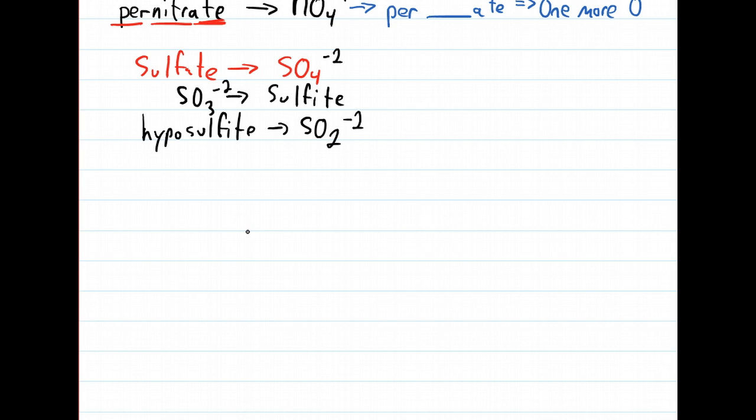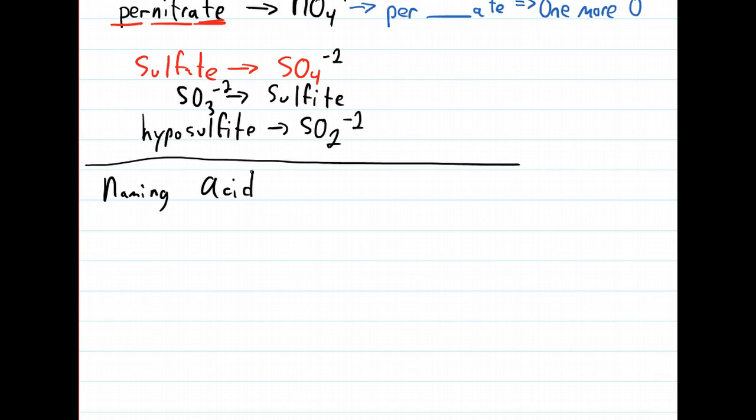Okay, so the next thing that I want to talk about is naming acids. Okay, so we're going to name acids. There are two different types of acids that we're going to name. There's acids that have oxygen, and then there's acids that don't have oxygen. So the easier of the two is acids without oxygen.